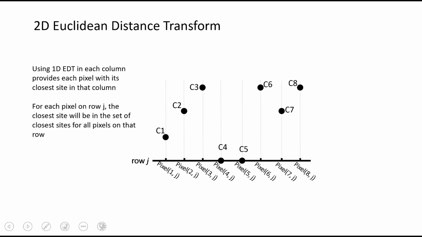We will now derive the parallel algorithm for the two-dimensional Euclidean distance transform. The first stage is to use the 1D Euclidean distance transform in each column to provide every pixel in the 2D image with its closest point within that column. An example is given in the figure. Each pixel in the row will now know its closest point in the column, labelled C1 to C8. For every pixel on the row, its closest point will be one of those closest points.